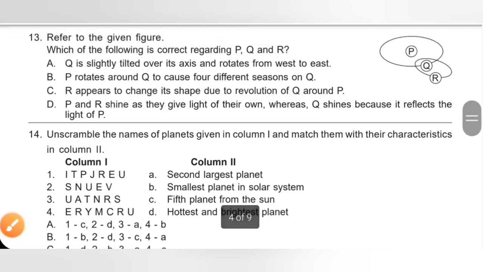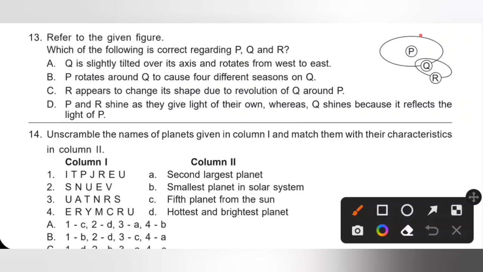Which of the following is correct regarding P, Q and R? P is a star, that is the Sun, Q is a planet and R is a natural satellite. Option A, Q is slightly tilted over its axis and rotates from west to east. It is the correct statement.